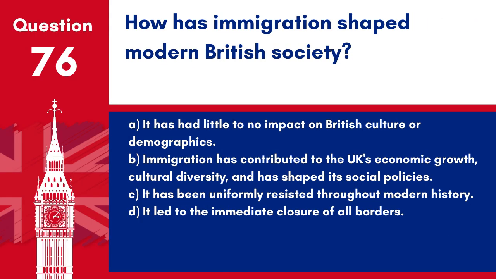Question 76. How has immigration shaped modern British society? A. It has had little to no impact on British culture or demographics. B. Immigration has contributed to the UK's economic growth, cultural diversity, and has shaped its social policies. C. It has been uniformly resisted throughout modern history. D. It led to the immediate closure of all borders.